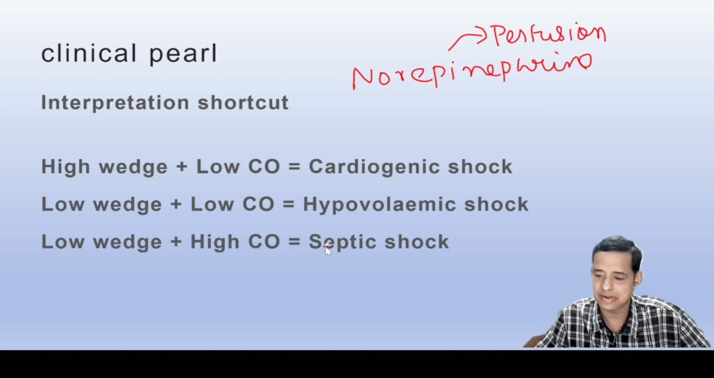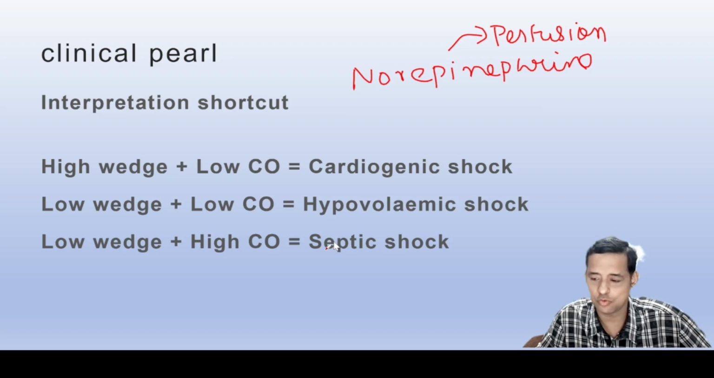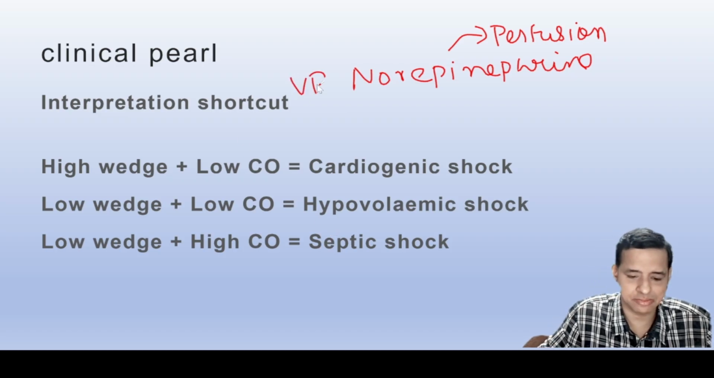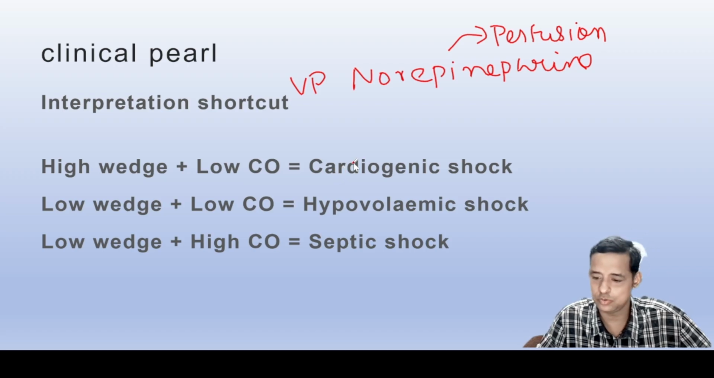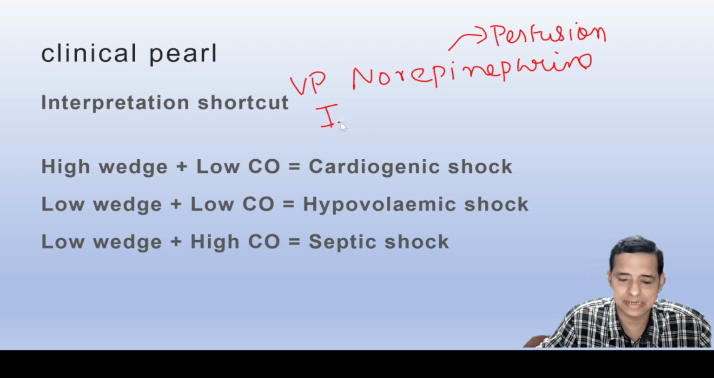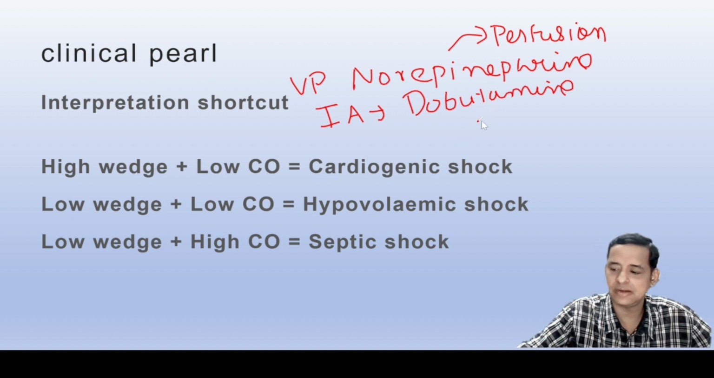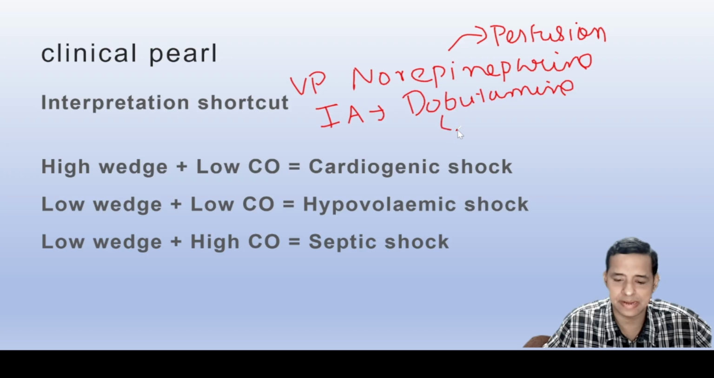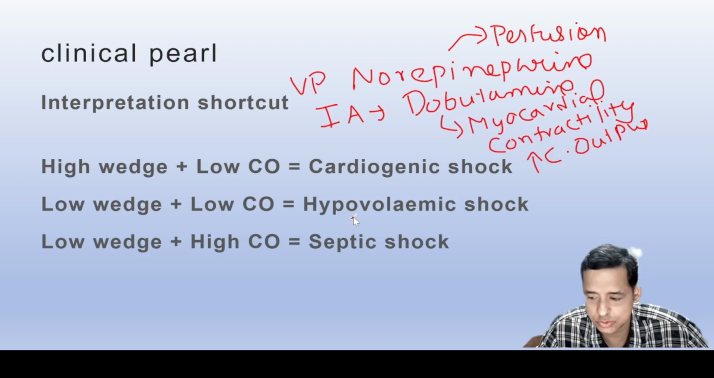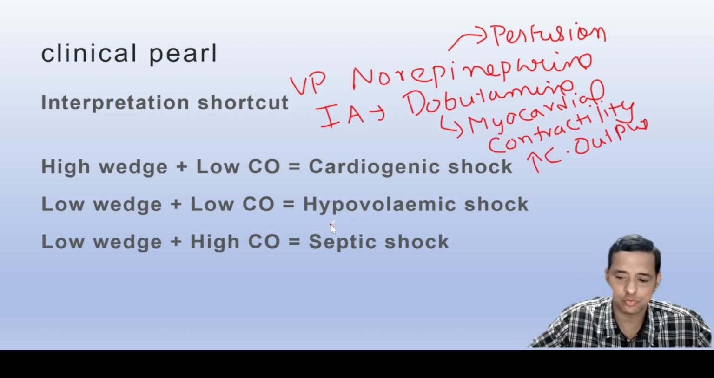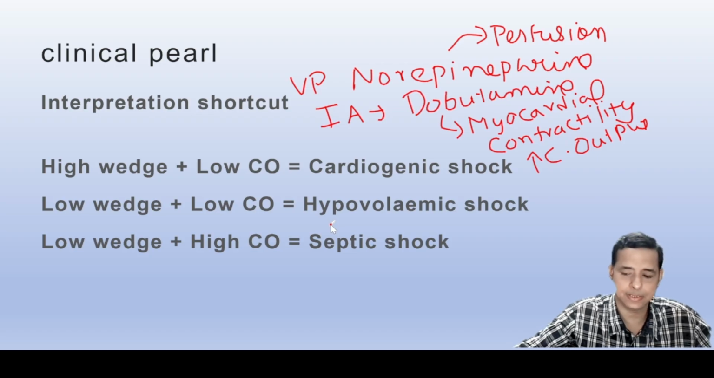And next is vasopressor. I will be writing vasopressor to maintain perfusion. And next is inotropic agents, like dobutamine. Dobutamine improves myocardial contractility and increases cardiac output. So these medications should always be guided by careful hemodynamic monitoring.